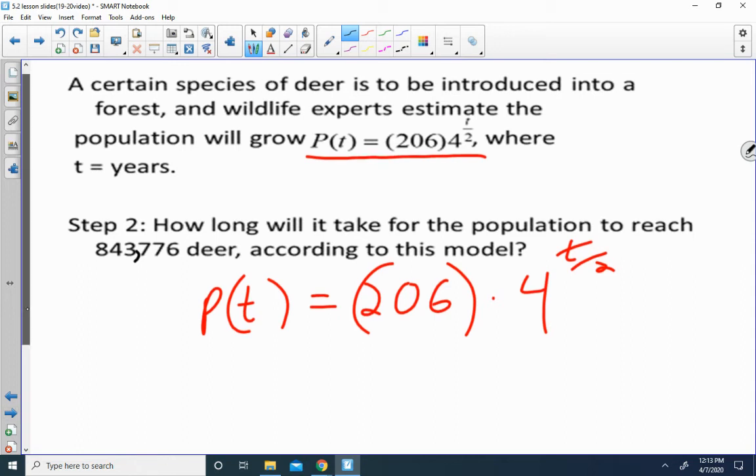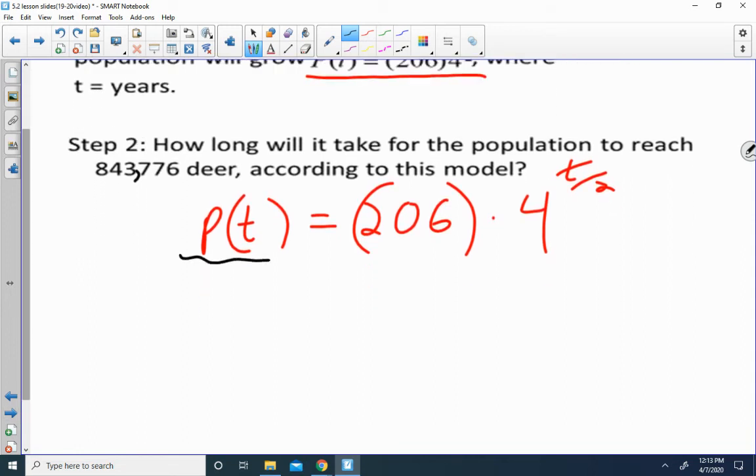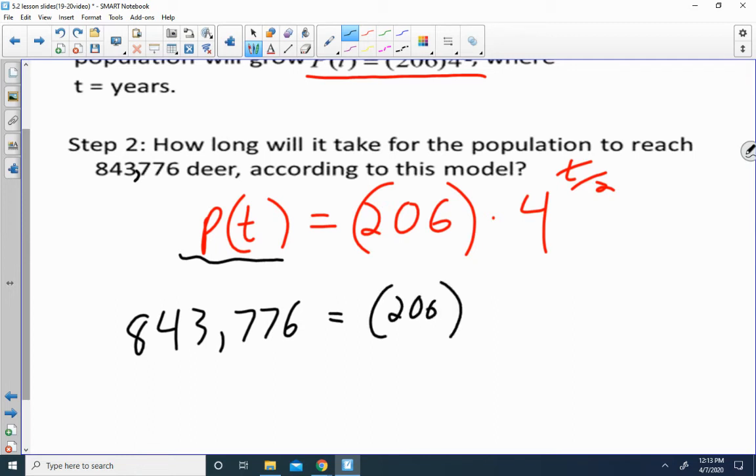Ooh, that is a big number. So in other words, we want our new population to be 843,776. And we need to figure out how long that's going to take. Some of you are probably thinking, that's a big number. It's probably going to take them a long time to repopulate, like that fast or that big. Well, let's find out. Let's find out how many years.